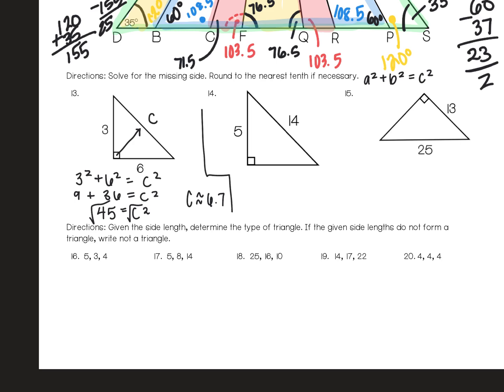For the second example, c is across from the right angle, so it's this side. A and b can be interchanged. So 5 squared plus b squared equals 14 squared. 5 squared is 25 plus b squared equals 196. And then I'm solving for b, so I have to subtract 25 from both sides. b squared equals 171. And the square root of 171 is about 13.1.